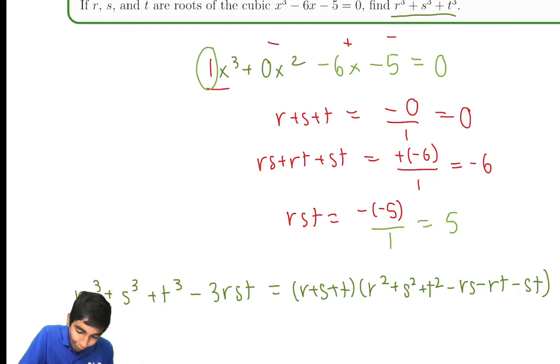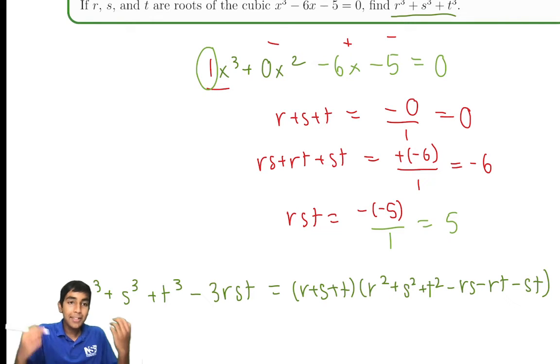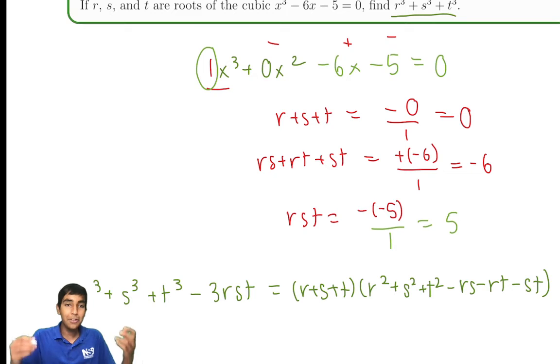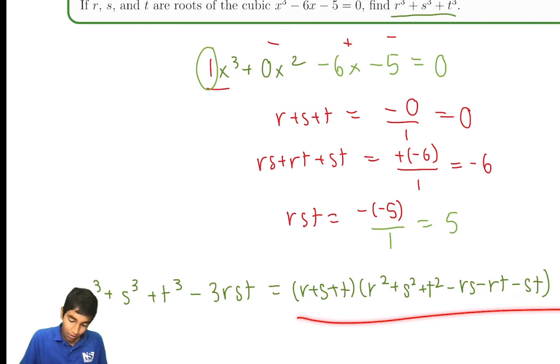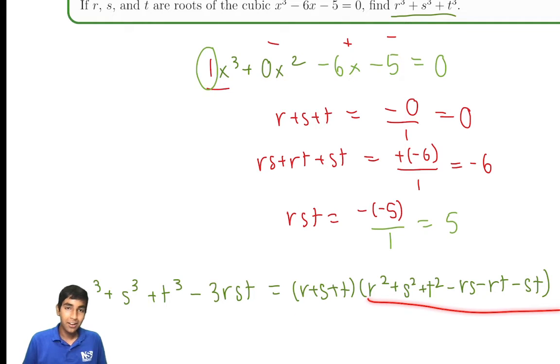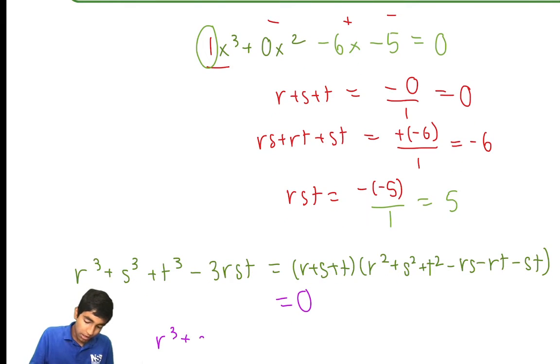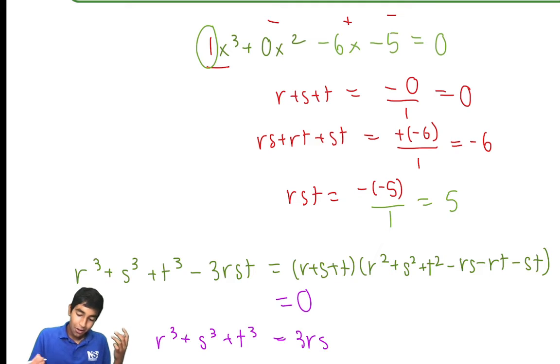Notice here, r plus s plus t equals 0. So if r plus s plus t equals 0, then this whole term is 0. We don't even care about what that is. We already know r plus s plus t is 0. So this is just 0. And that means r cubed plus s cubed plus t cubed is nothing but 3rst, which is 15. Isn't that cool?